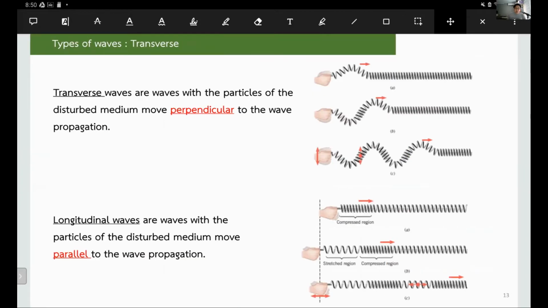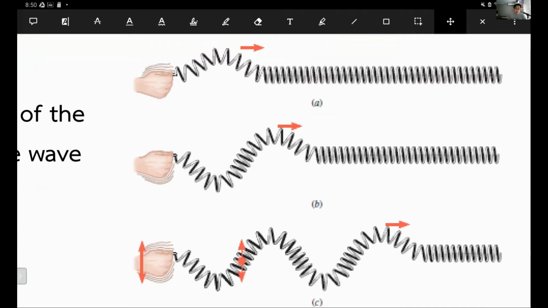Now, in general, when people talk about waves, they can classify them into two types based on how the elements of the medium move. If you look at the first one right here, it is like a very long spring. But instead of pushing back and forth along the axis of the spring, you move your hand up and down, and you treat the spring just like a string. In this case, your hand moves up and down, and of course the wave travels to the right.